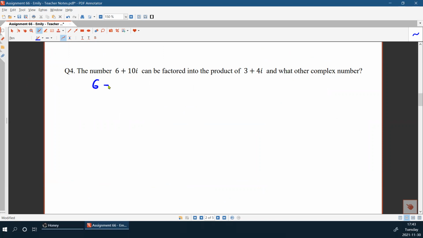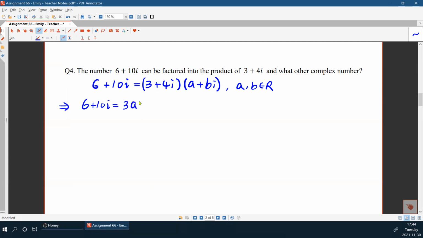According to the question, 6 plus 10i is the product of 3 plus 4i and the other complex number, which is a plus bi. The task for us is to find the values of a and b. Note that a and b are real numbers. This gives us 6 plus 10i equals, expanding using the distributive law, the right side: 3a minus 4b, plus (4a plus 3b)i.